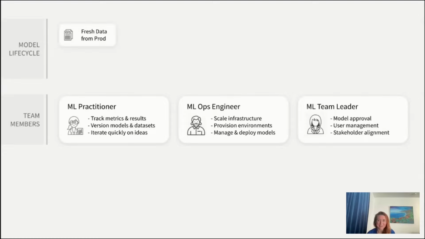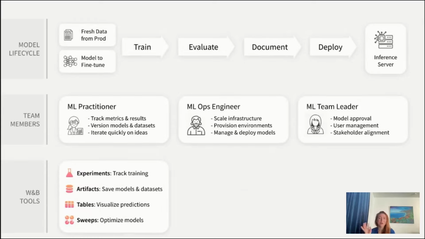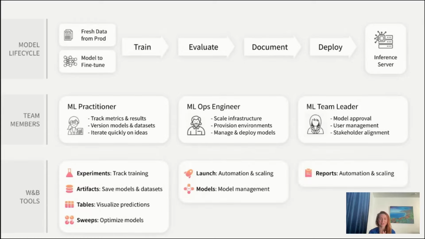And for the model lifecycle, you've got fresh data coming in from production. You have a model to fine tune on that fresh data. And you train, evaluate, document the results, and then deploy that model to an inference server. And critically, this is a loop, right? So this goes from being deployed to production to getting fresh data. Users are interacting with your model. And then you have that data to then fine tune or iterate and retrain the model. And so in terms of tooling, we have tools for each stage of this life cycle.